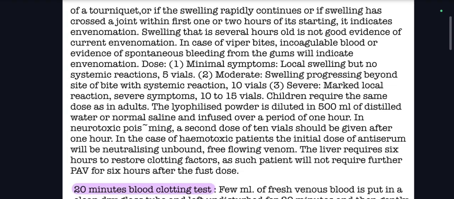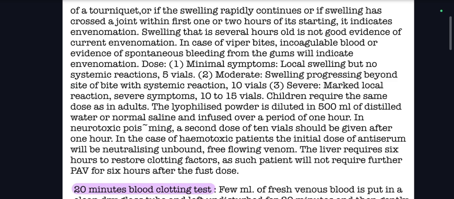Now, what is going to be the dose? Minimal symptoms, local swelling but no systemic reactions, you are going to give 5 vials. Moderate, you are going to give 10 vials. And severe, you are going to give 10 to 15 vials. Children require the same dose as in adults. The lyophilized powder is diluted in 500 ml of distilled water or normal saline and infused over a period of 1 hour. In neurotoxic poisoning, a second dose of 10 vials should be given after 1 hour.